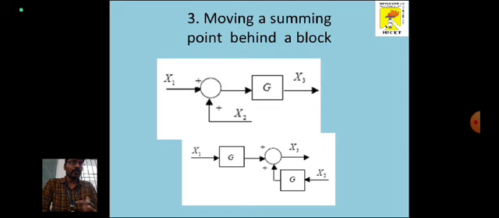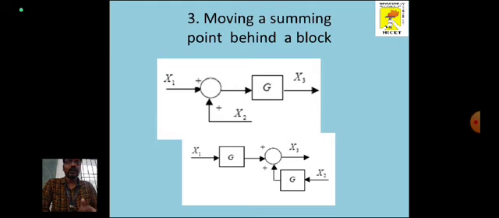So if I want to move that summing point ahead of G, what should I do? The input element is x1 and the input given to the summer is x2. The end result should not be changed. You can put it ahead or behind, but when you calculate the output answer, it should not be changed.